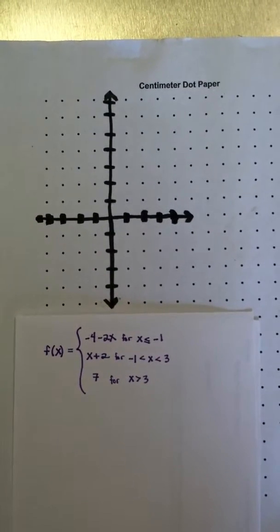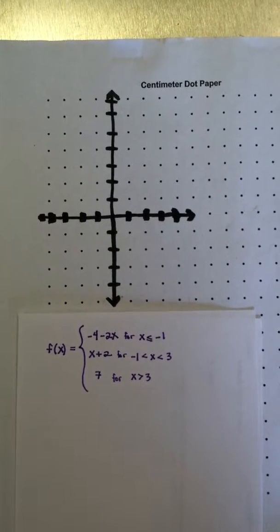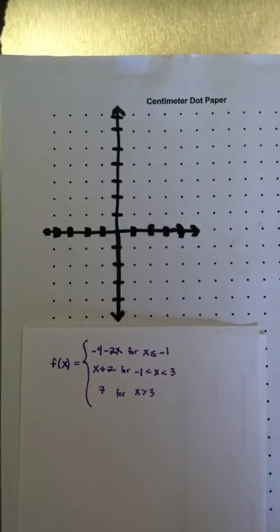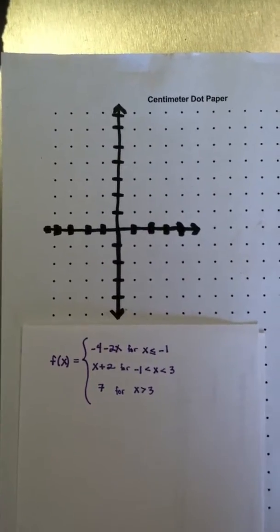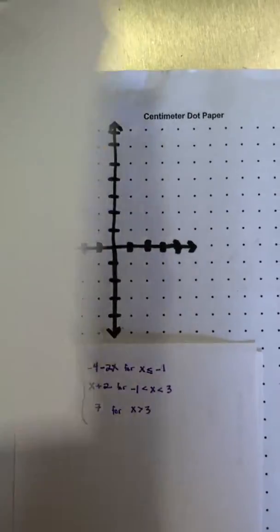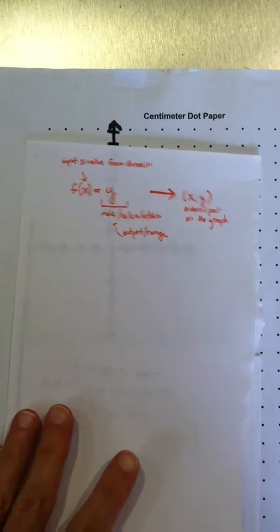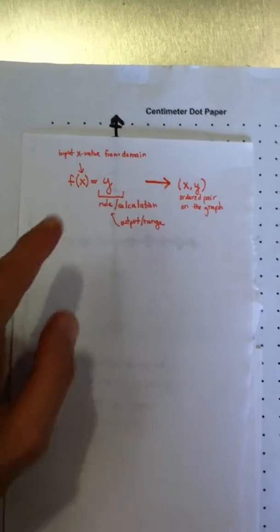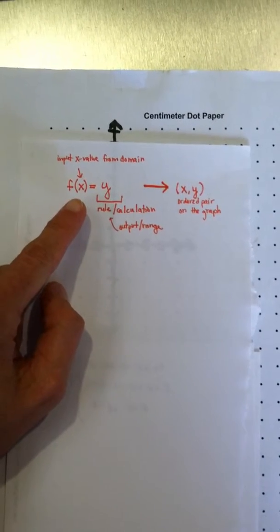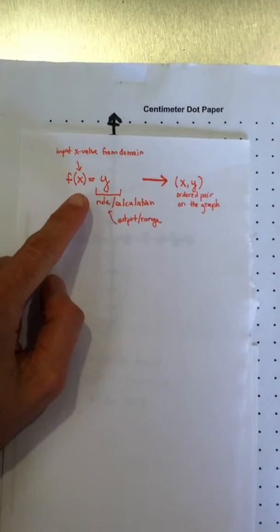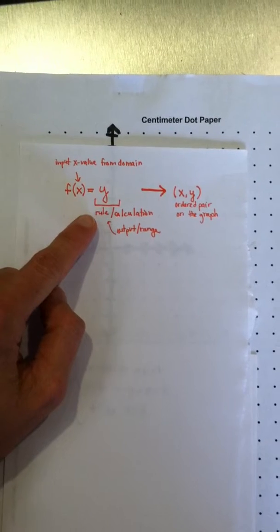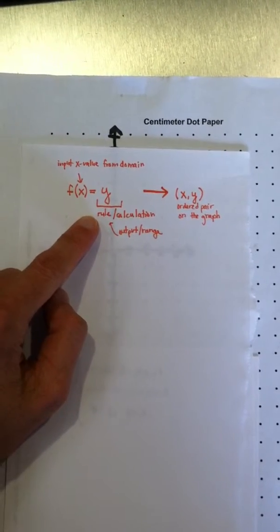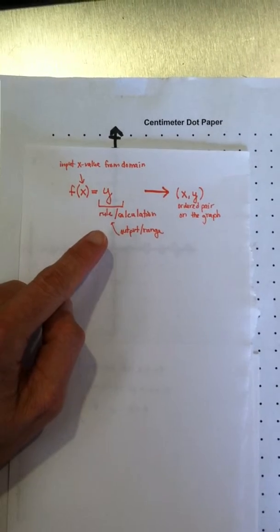Graphing a piecewise function can be really intimidating, but once you learn how to read the notation, it starts to look more familiar and it's really not that bad. The important thing to remember is that a function is a relationship between inputs and outputs. So when we input an x value from the domain into the function, it's going to define some kind of rule or calculation that we're going to do with that input, and the result is an output. It's part of the range.